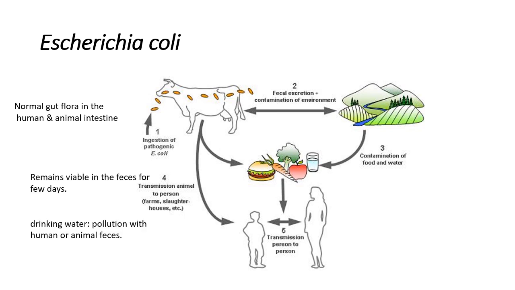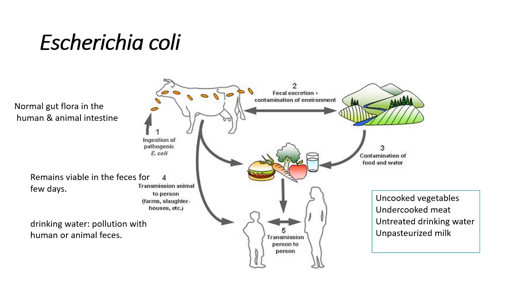And the bacteria, if it's in the feces, can be viable or alive for a few days, and if the water is contaminated, then the person can get sick. So you can see here very clearly from the picture how we can easily get infected by E. coli through the fecal-oral route. That's why if you eat undercooked vegetables, undercooked meat, or if the water is not treated or properly filtered and it's contaminated, or unpasteurized dairy like milk, then we get sick.